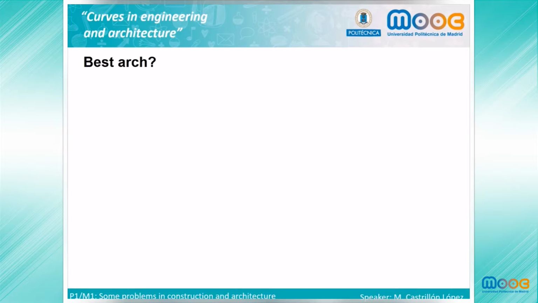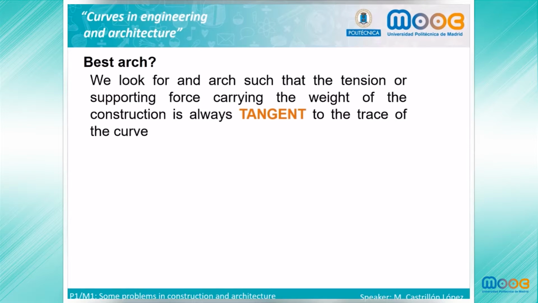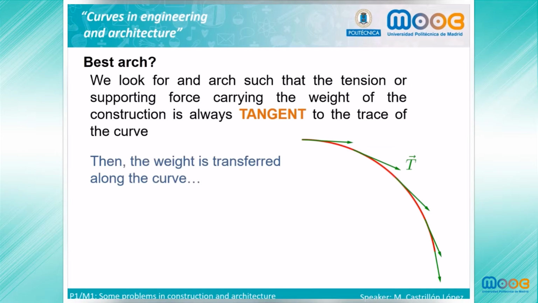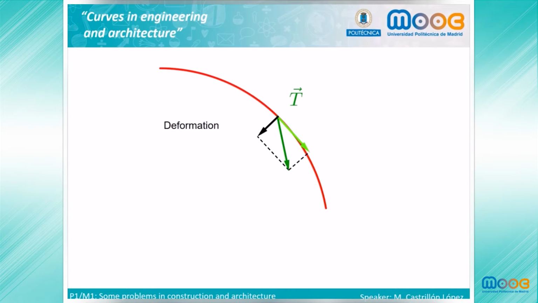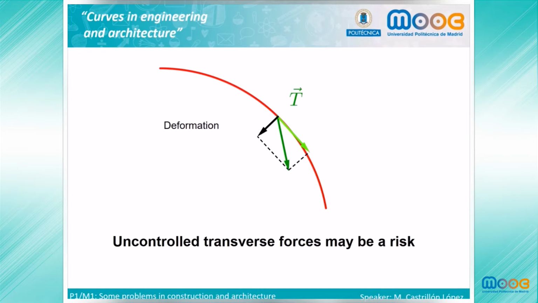And what does best arc mean? We look for an arc such that the tension or supporting force carrying the weight of a construction is always tangent to the trace of the arc. Then, the weight is transferred along the curve in such a way that no transverse forces are present. If the force is not tangent to the trace of the arc, we can decompose it into the tangent and normal parts. In the example of the image, the dark green vector is decomposed in a light green vector and a black vector. That transversal vector, the black one, if it's not controlled, may put the construction under risk.